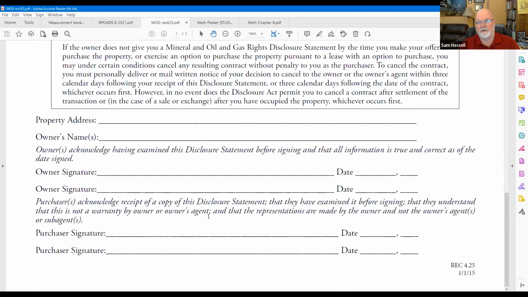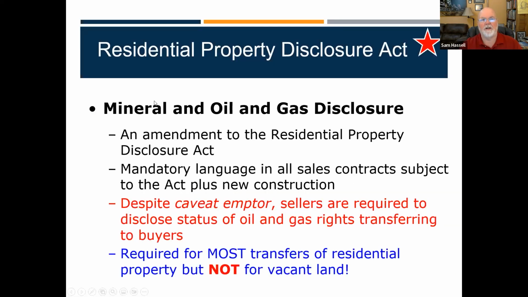All right, so that is the mineral oil and gas, and both of these must be signed and delivered to the purchaser, and the owner has to sign it with the address. Okay, so both of these disclosures are important to the person selling the property, to the lister. All right, they have to do both forms. So just to go through that PowerPoint, an amendment to the Residential Property Disclosure Act, we just have to do another form.